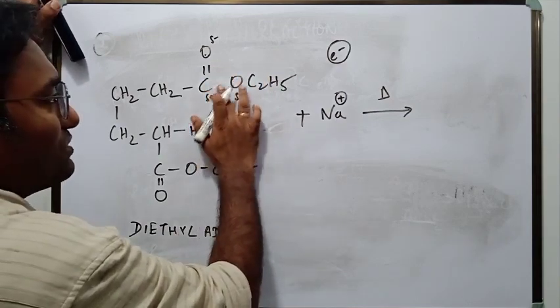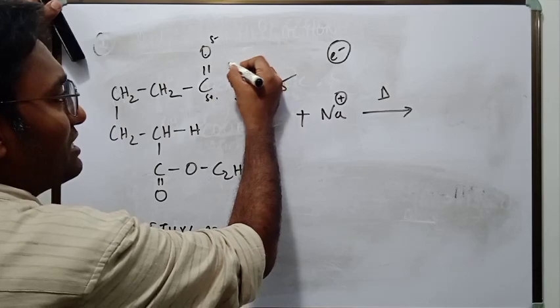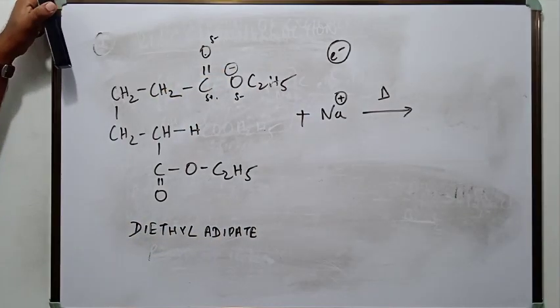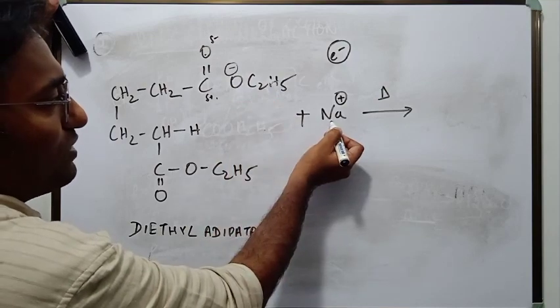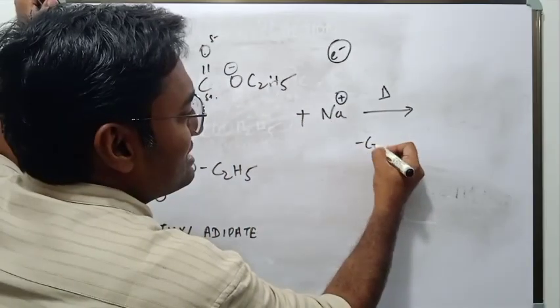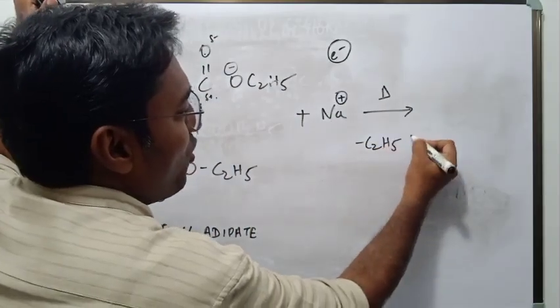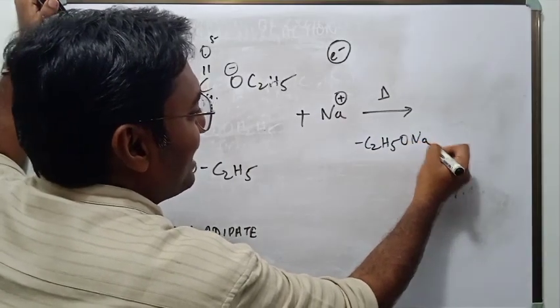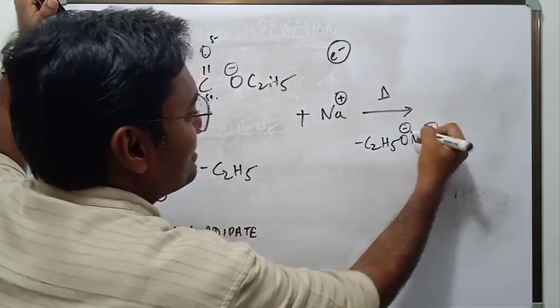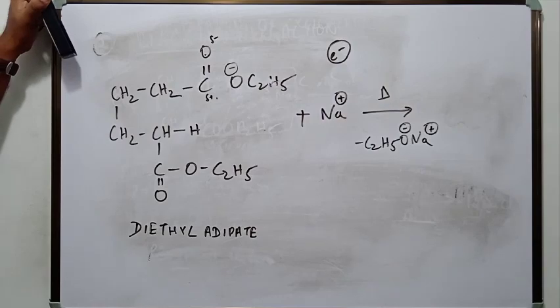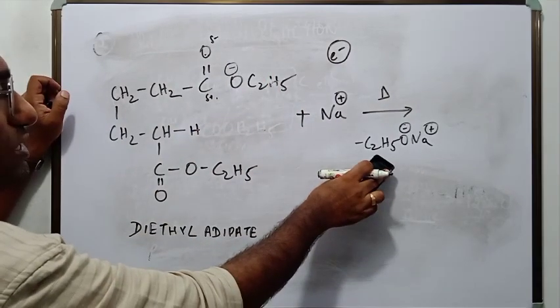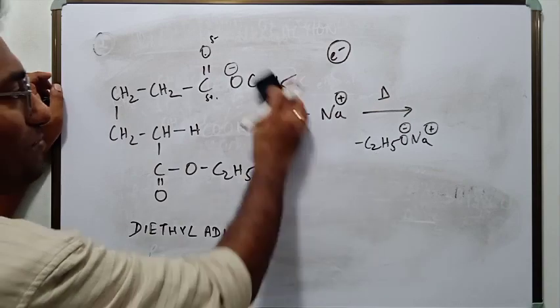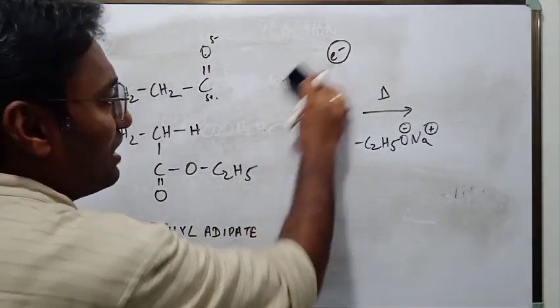When this bond breaks, it results in O minus C2H5 that combines with sodium, and that results in C2H5ONa, O minus Na plus. So that results in this compound. I hope you understood how C2H5ONa comes.